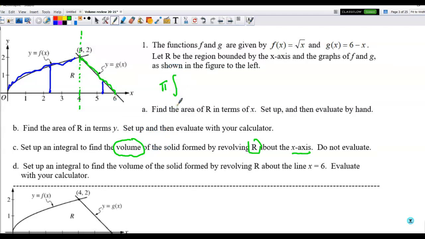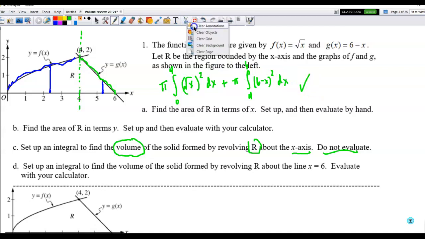We're going to accumulate from 0 to 4, we're in terms of x, and we're going to have the square root of x squared as the radius for that one. And then we're going to set up a totally different or separate volume with another pi. I guess you could keep that out front and put brackets or parentheses or something. From 4 to 6 of 6 minus x, quantity squared dx. So we're back to finding volume. We have pi r squared. Letter C says do not evaluate, so that's your answer for that.